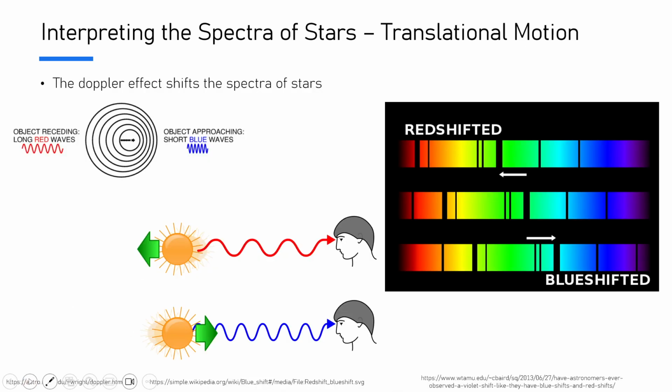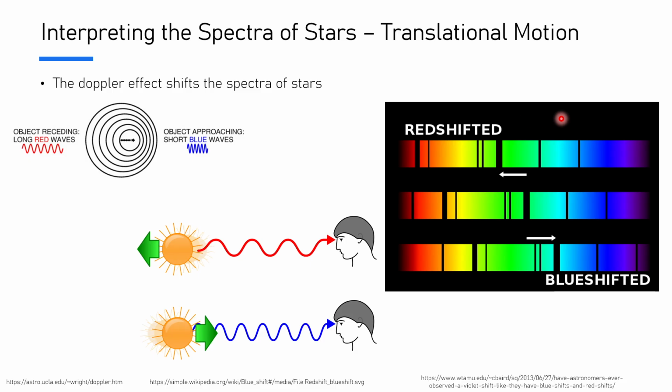So some other things that we can learn about the stars themselves are things like translational motion. How much is the star moving compared to us? And this is going to occur because there are going to be shifts in the spectra caused by the Doppler effect. If we have an object that's moving towards us, what we're going to see is a shortening or bluing of the waves. And if the object is receding or moving away from us, we would see longer or reddening waves.